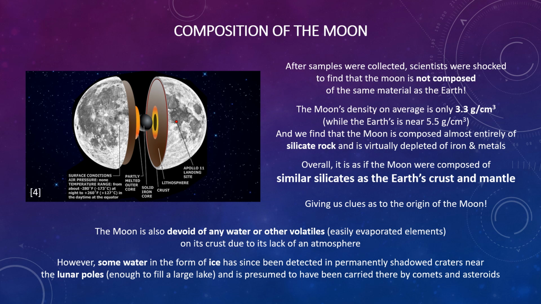You might be wondering, how did that get there if we just said that any water in those surface samples had evaporated? Well, it's presumed that this ice was carried there by the comets and asteroids that collided with the moon, because many comets are composed of lots of ices, and in fact, asteroids also have quite a bit of ice in them as well.